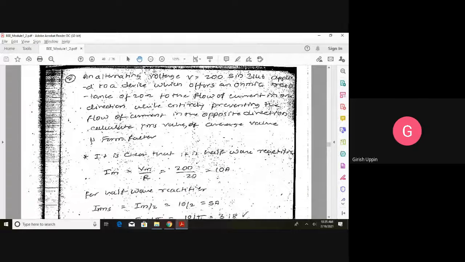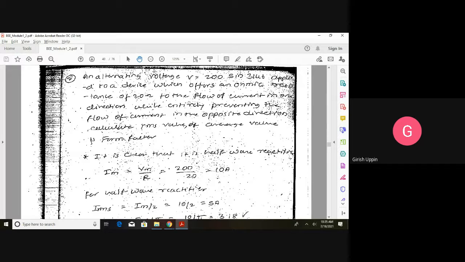So here we have one example. An alternating voltage V equal to 200 sine 314t is applied to a device which offers an ohmic resistance of 20 ohm to the flow of current in one direction, while entirely preventing the flow of current in the opposite direction. Calculate the average value and the form factor. So this is nothing but a diode. It allows current in only one direction. It offers 20 ohm resistance. In the opposite direction, current is 0.